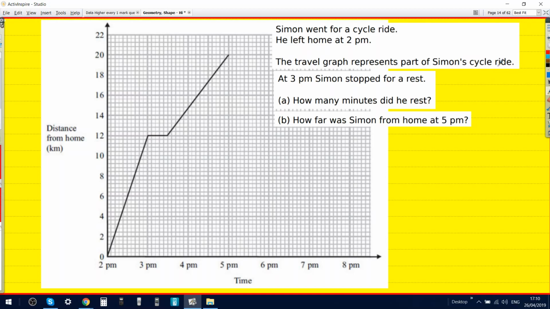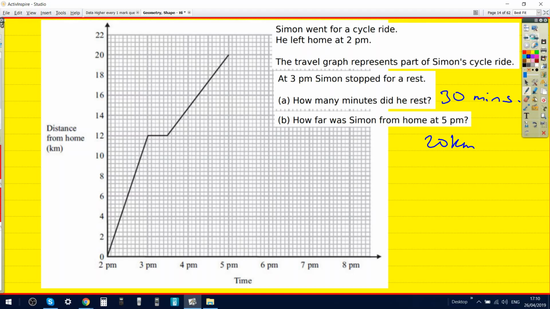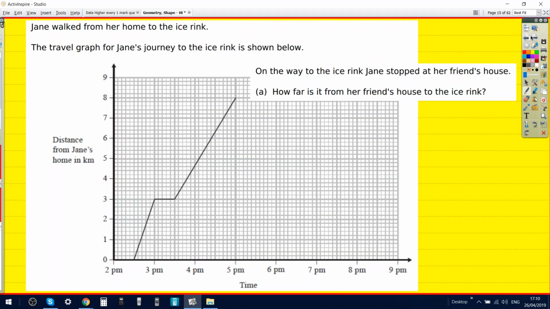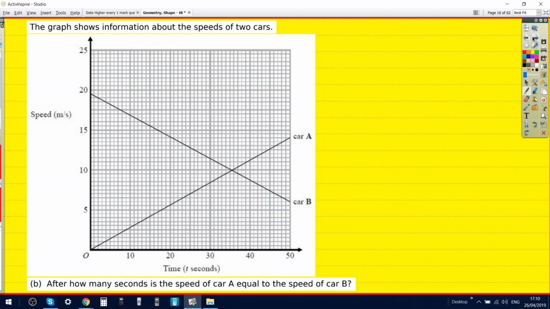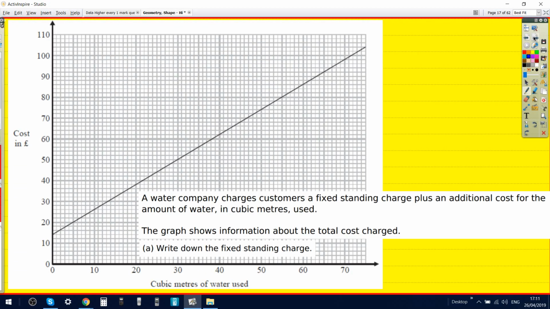At 3 p.m. he rested for 30 minutes. And Simon at 5 p.m. was 20 km from home. 20 kilometers from his house. Yeah. I think I'll be fine here. I think I'm fine. How about this one?